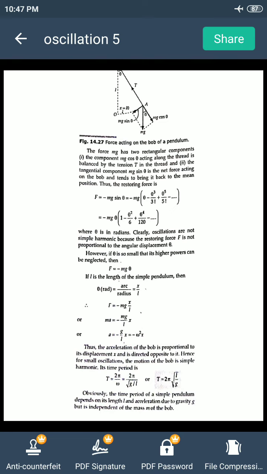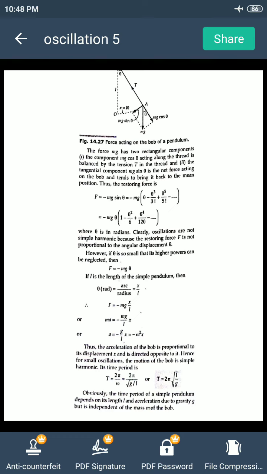So this is the condition for simple harmonic motion of a simple pendulum: if the oscillation of the simple pendulum is very small, that means if theta is very small, we can neglect the higher order terms, and only then can the oscillation be simple harmonic motion. But if the oscillation is too large, if the angle theta is very large compared to the mean position, we can say that the oscillations are not simple harmonic motion.